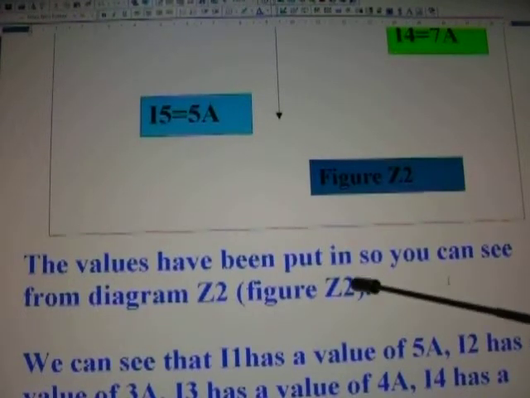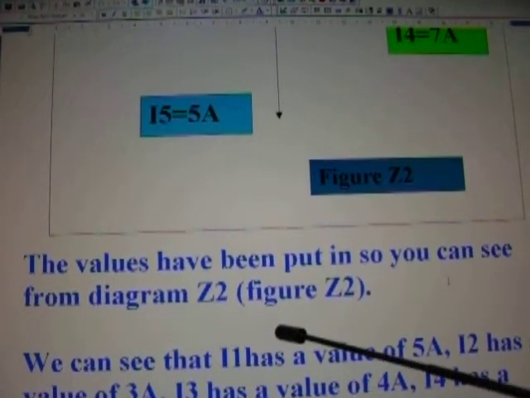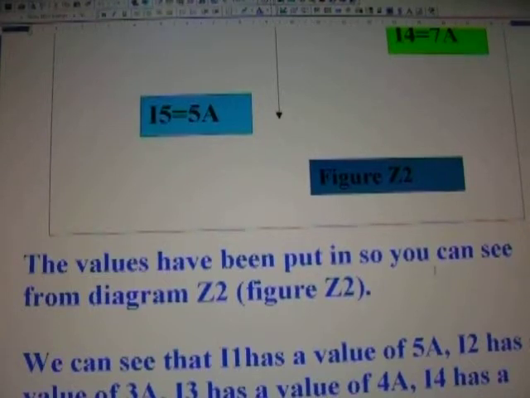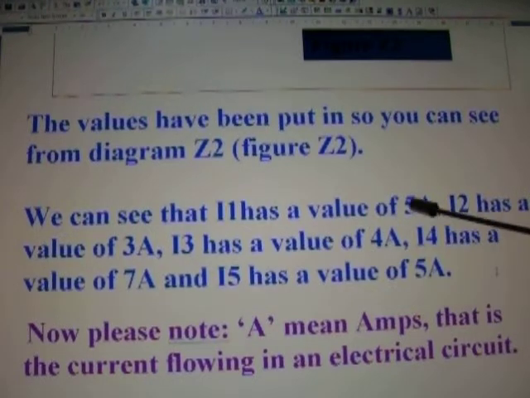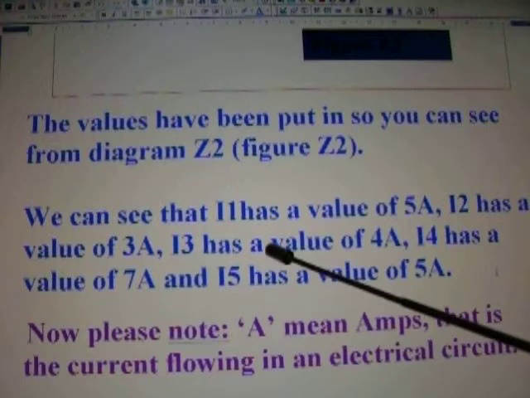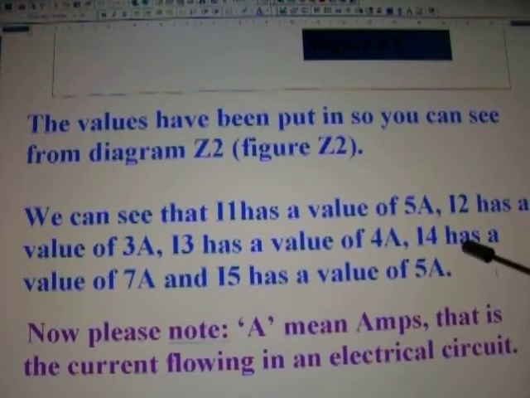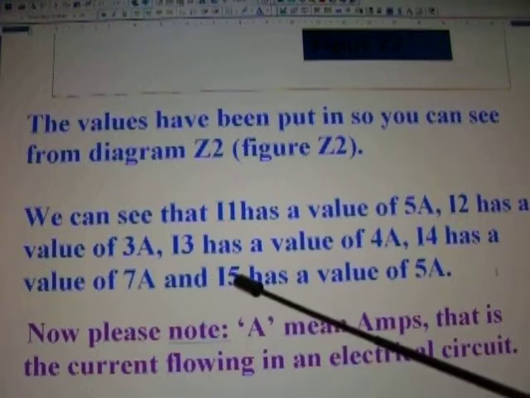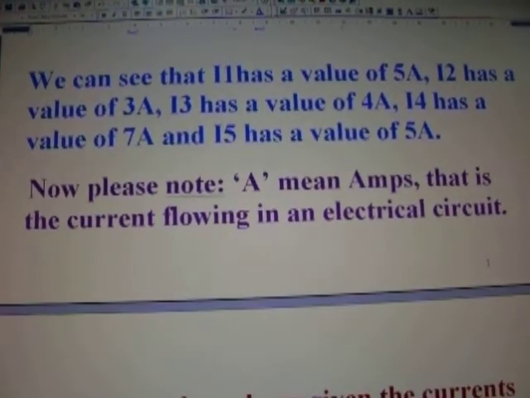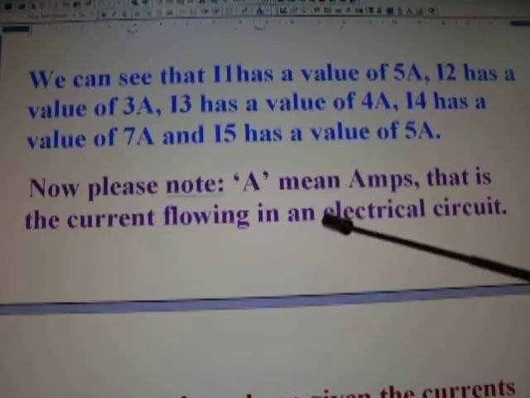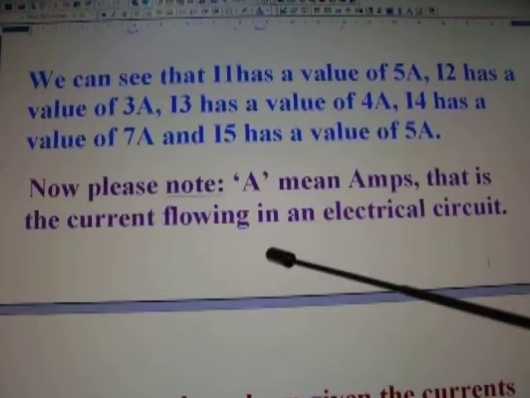Now the values have been put in, so you can see from figure Z2 that I1 has a value of 5 amps, I2 has a value of 3 amps, I3 has a value of 4 amps, I4 has a value of 7 amps, and I5 has a value of 5 amps. Please note, A means amps, that is the current flowing in an electrical circuit.